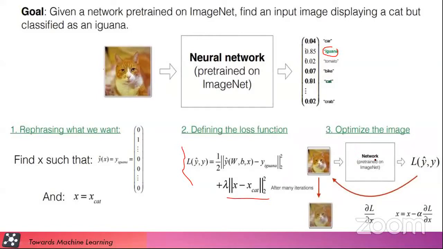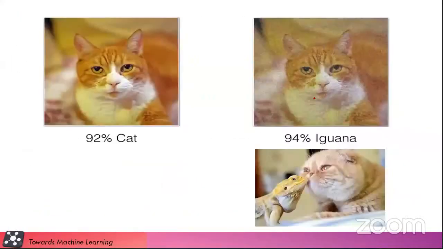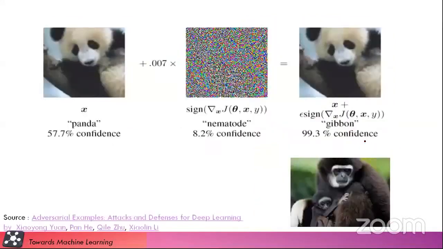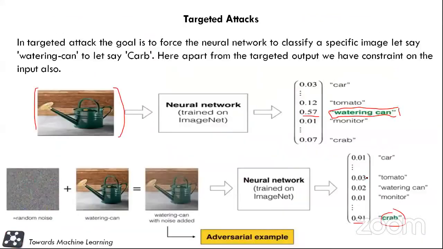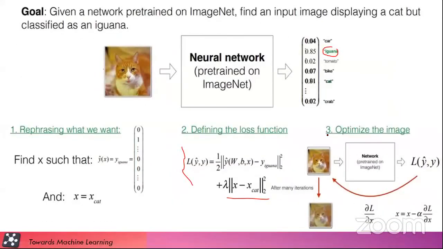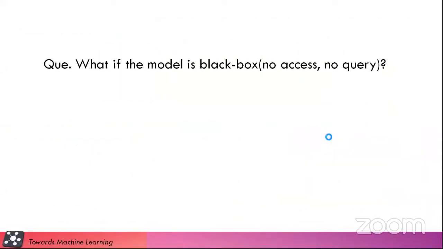We will forward propagate into a network. We calculate the loss. We calculate the gradients. We backward propagate it using a gradient descent algorithm. And after many iterations, we will find this image. What kind of image? This image. And it is classified as iguana. So that is all about the attack.